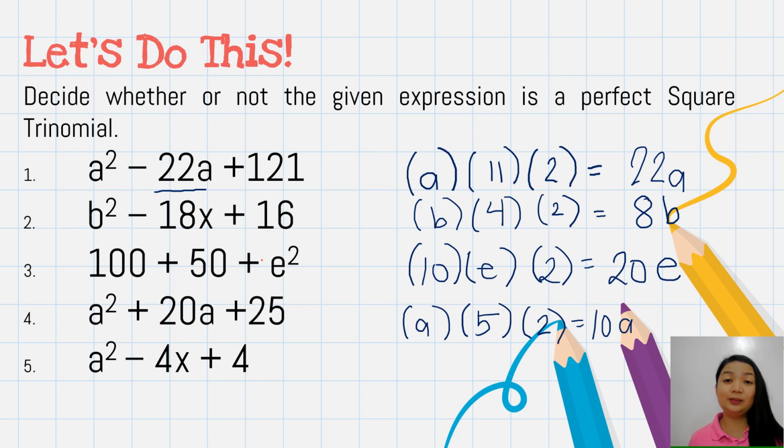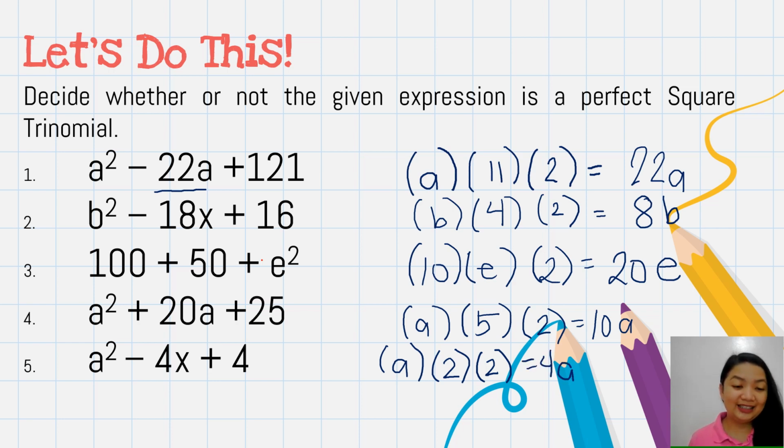How about a squared minus 4x plus 4? The square root of a squared, correct, that is a. The square root of 4, correct, that is 2. And then again, you multiply it by 2. So 2 times 2, correct, that is 4, and then by a, so we have 4a. But written here is actually x. So though we have the correct numerical coefficient but the wrong variable, therefore it is also not a perfect square trinomial.